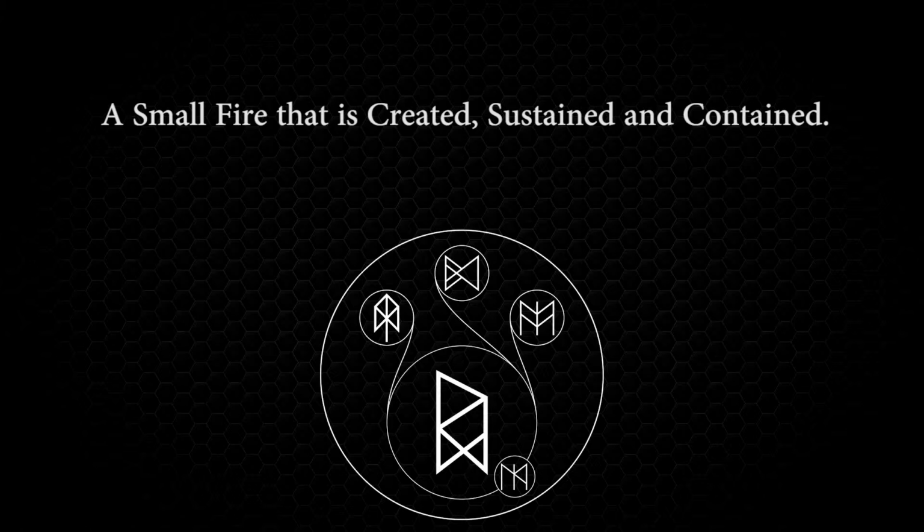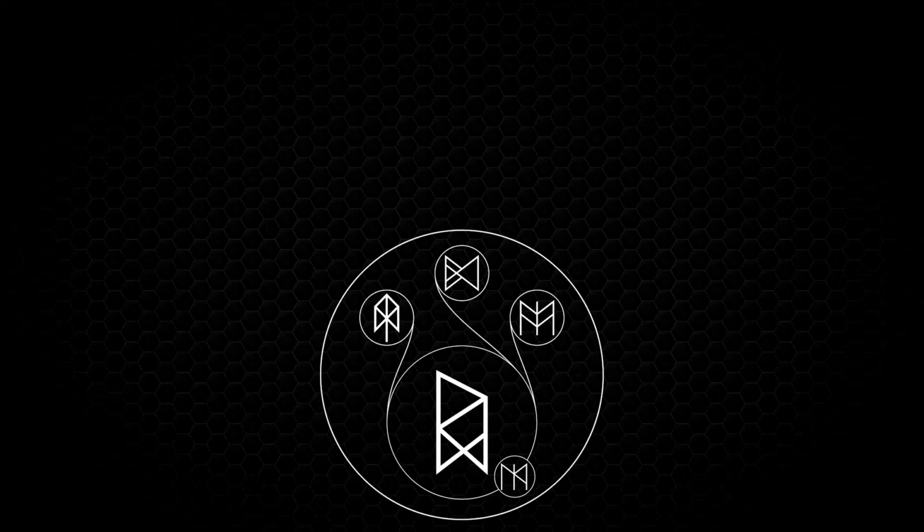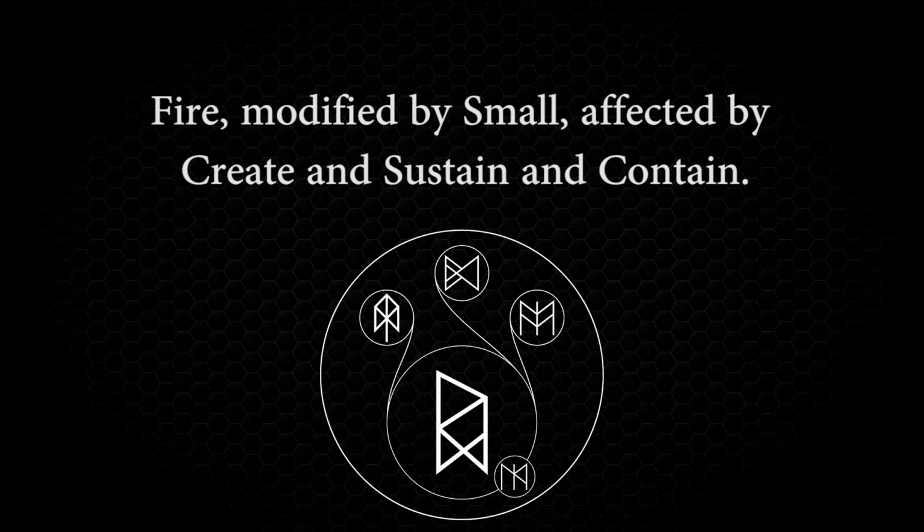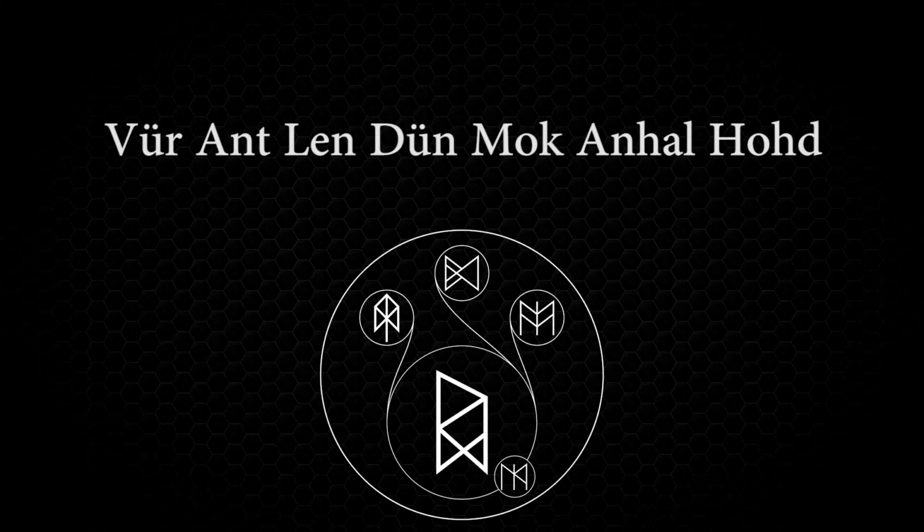Just with this basic explanation, you're already very close to reading the arrays. Let's change that sentence into something a little bit more descriptive. Fire, modified by small, affected by create and sustain and contain. There you go. Now you have perfectly described what the array is and have mentioned every rune and their connections to each other. This is a basis for reading the arrays, and if you want to keep it at this level for your games, it should work great. Just make up some nonsense words for the runes and their connections and you're away laughing.